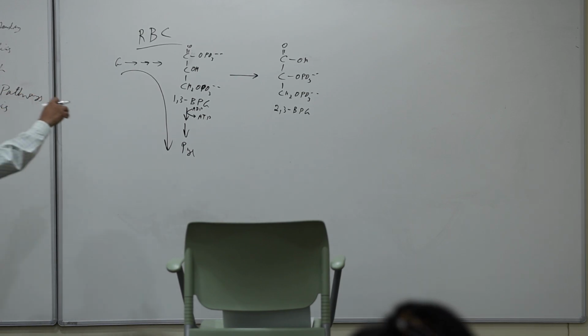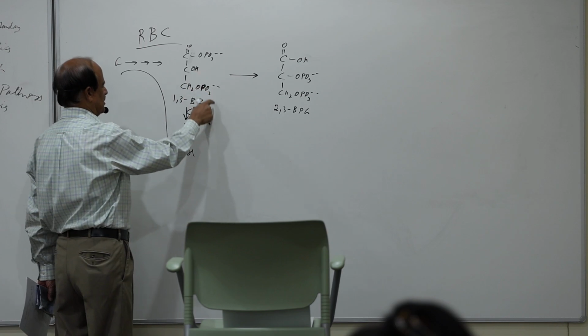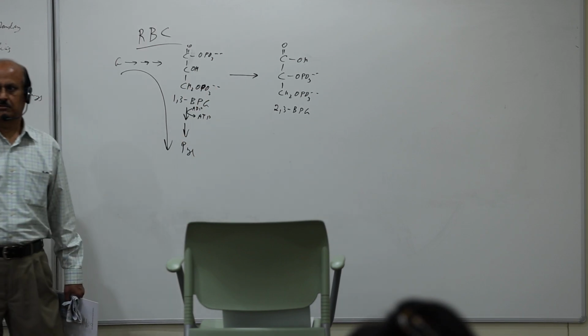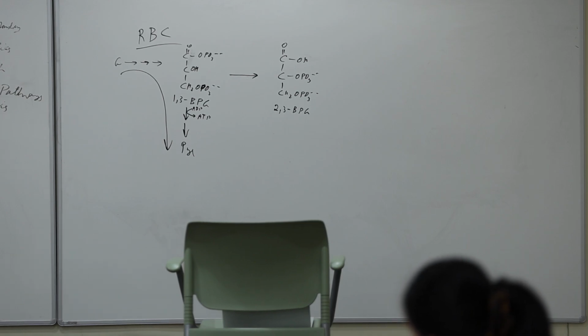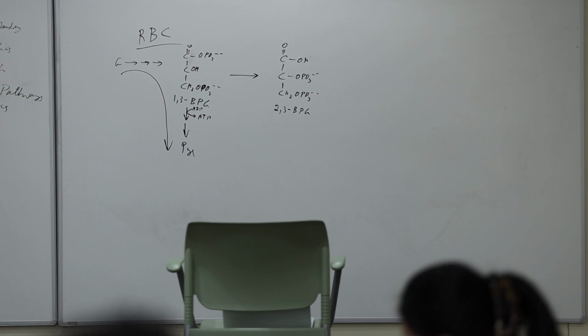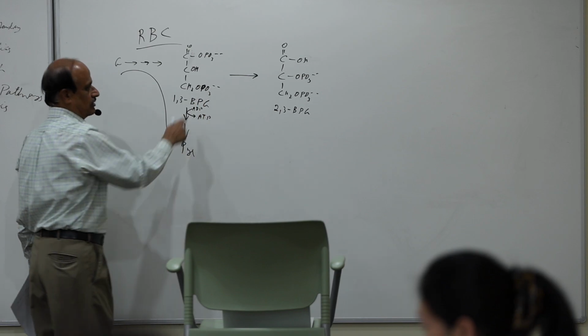We had the equation before. The 1,3-BPG has two phosphates there. Which is the phosphate that will be transferred to the ADP? Out of the two, which one will be transferred to ADP? The one with the double bond next to it. The top one, carbon 1. So this phosphate will be transferred, not this one.